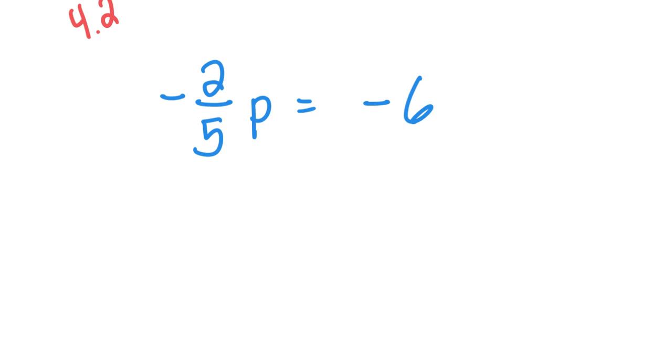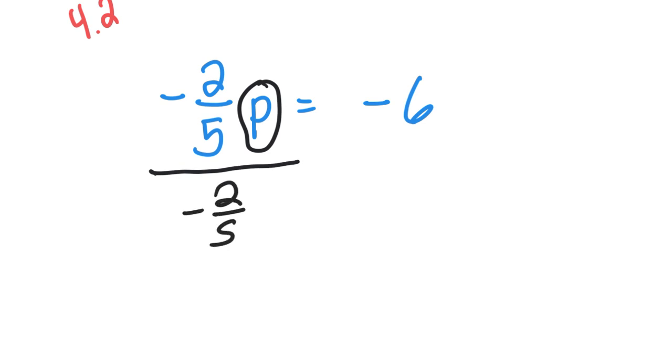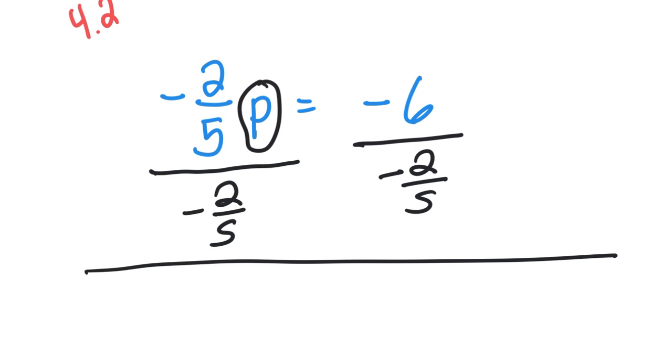All right, last one. Negative 2/5 P equals negative 6. So I circle P. What's happening to P? It's being multiplied by a negative 2/5. So the opposite of that is to divide that whole thing by negative 2/5. And if I do that to one side, I have to do it to the other. Okay, so negative 2/5 divided by negative 2/5, which is negative 2/5 times negative 5/2 equals 1.